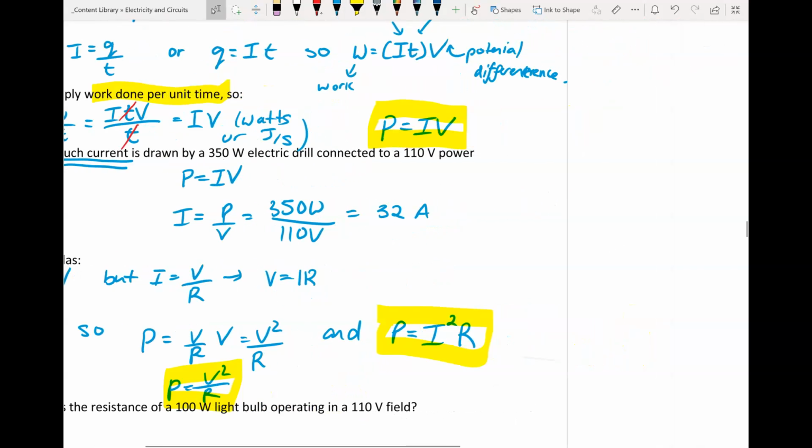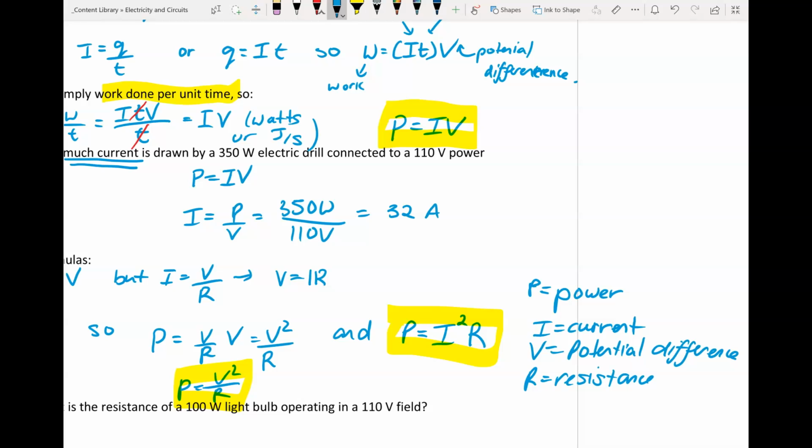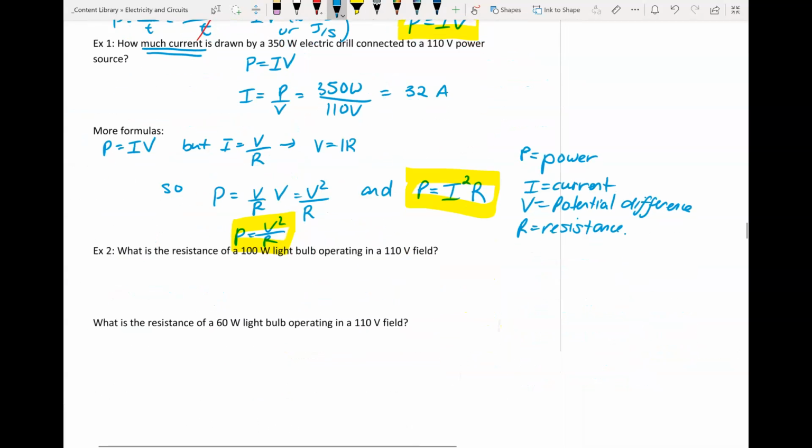So if you forget what all these variables mean, I can just write them on the side. P is for power. I is for current. V is for potential difference. R is for resistance. So again, we're going to try these on examples.